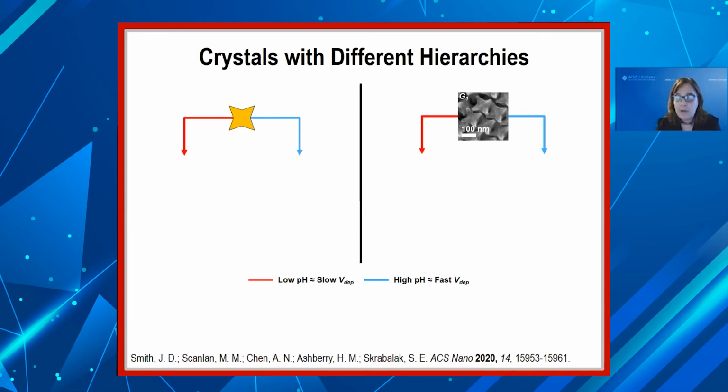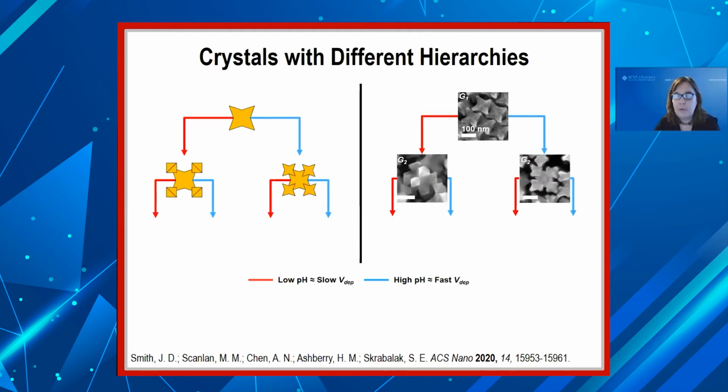We can select conditions that favor slow deposition and the formation of more thermodynamically favored morphologies, the polyhedral shapes, or a pathway at higher reaction pH where the deposition rate will be much faster, and we tend to favor more kinetically favored structures. So considering this further, we can now see the effect of reaction pH on the resulting nanocrystals.